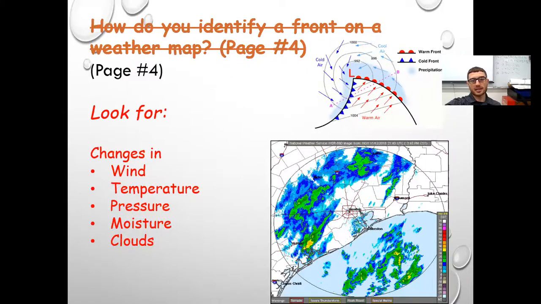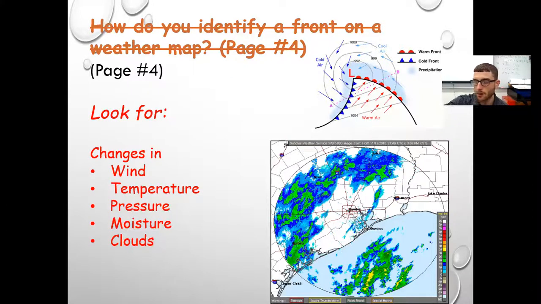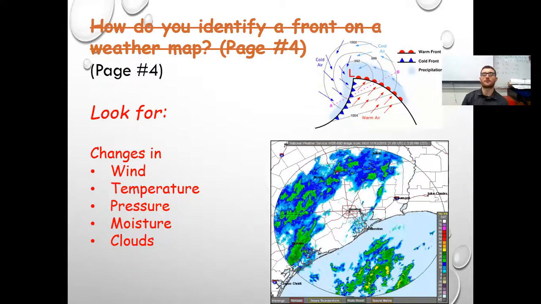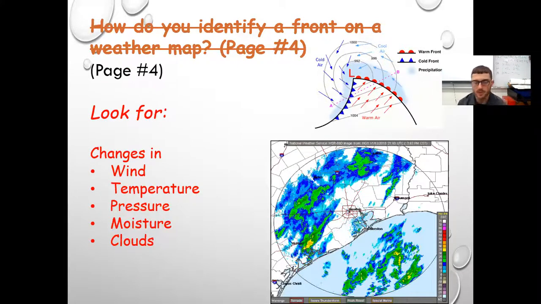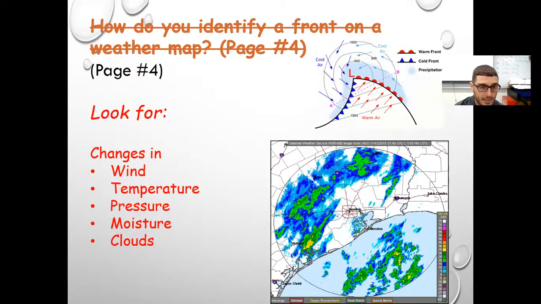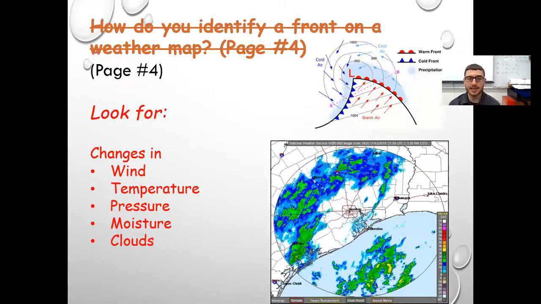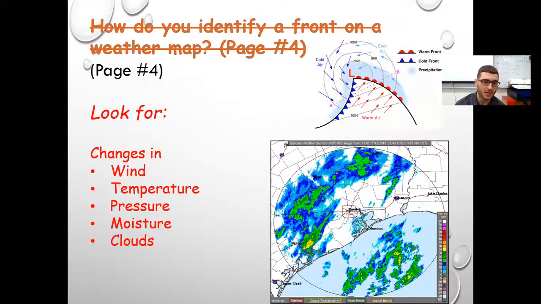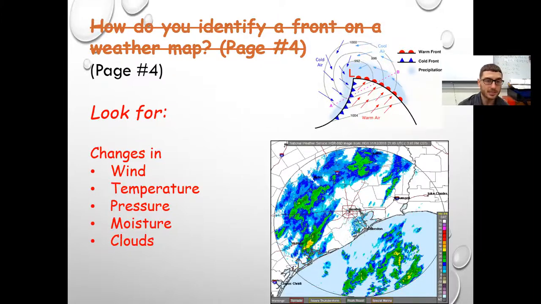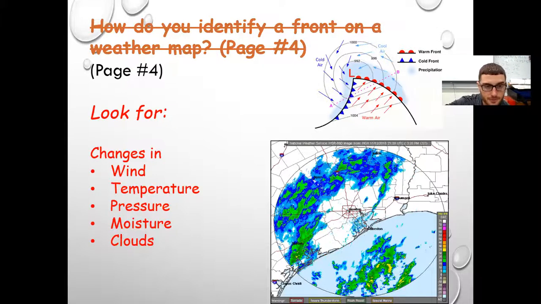Okay, last thing I want you to write before we set up our page 5 is: what do we look for on a weather map? What are we going to look for outside when there's a weather front occurring? Go ahead and write this also on page 5. It's going to be changes in wind, temperature, pressure, moisture, and clouds. Again, make sure we write this down on page 5, guys. Changes in wind, temperature, pressure, moisture, and clouds.